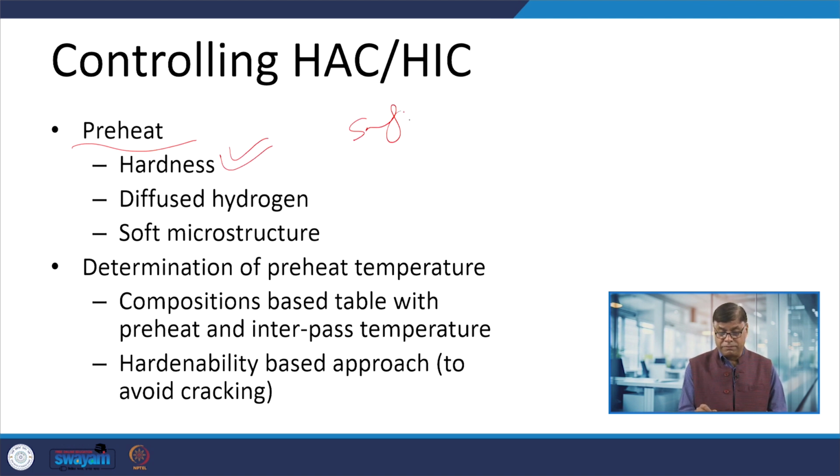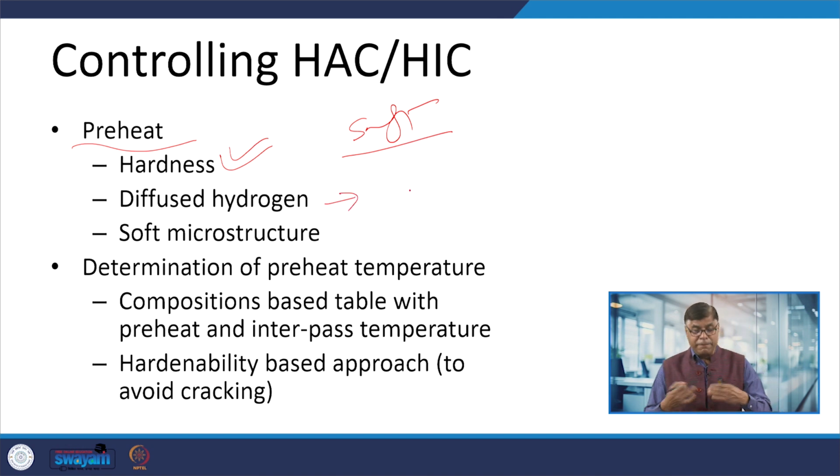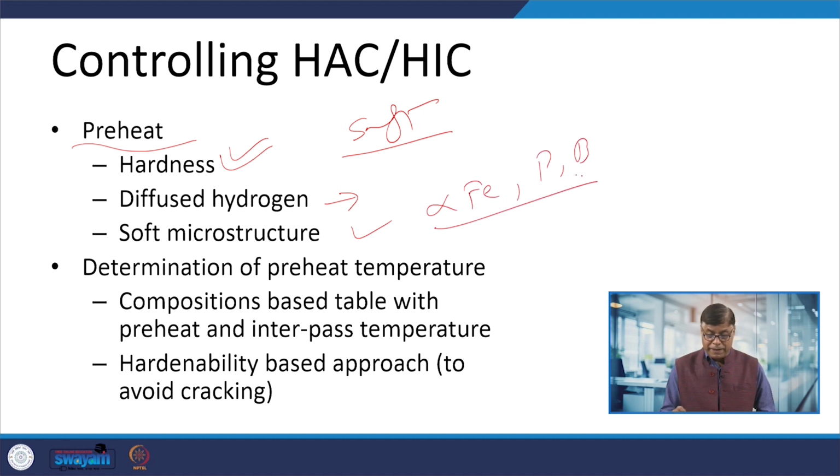the formation of the soft phases. It increases the time for escaping of the hydrogen. So, the diffused hydrogen content in the weld and the heat affected zone is minimized, and it promotes the formation of the soft phases like ferrite, pearlite and bainite as compared to that of the martensite without preheat.